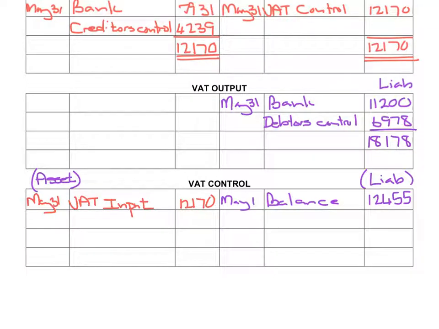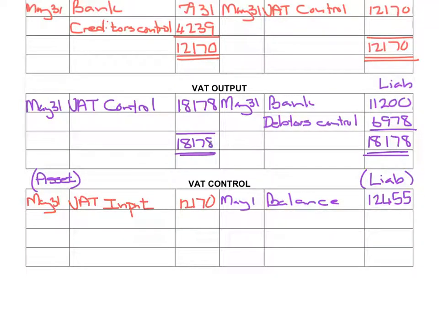The VAT output account has a total of 18,178. This will be transferred at the end of the month to the VAT control account to close off the VAT output account. So there will be no balance left over in the VAT output account. The total amount is transferred to VAT control. Because VAT output is debited, the VAT control account will be credited to indicate that is the amount that must be paid to SARS.